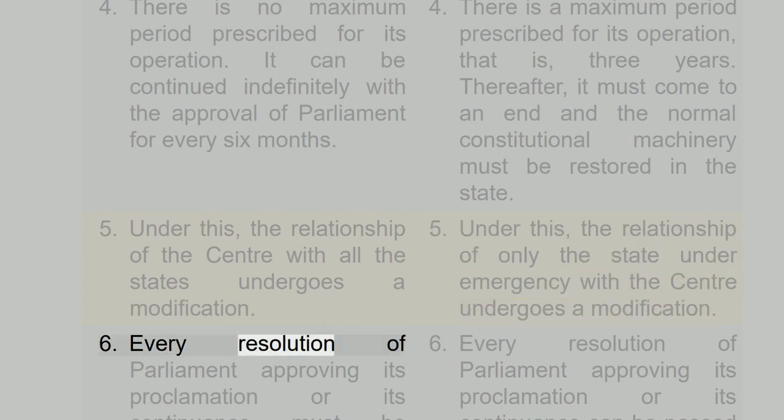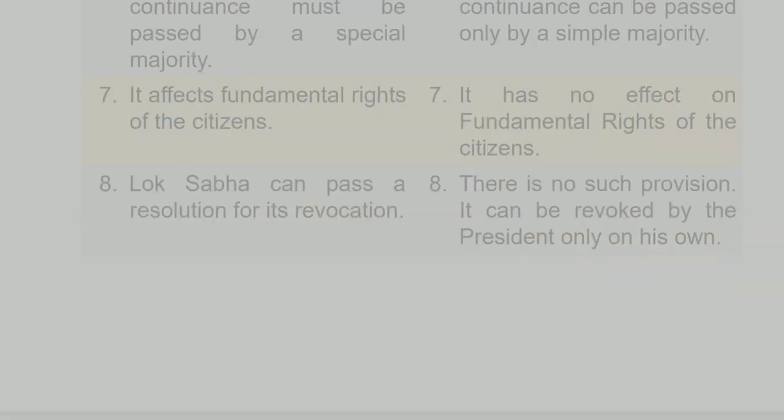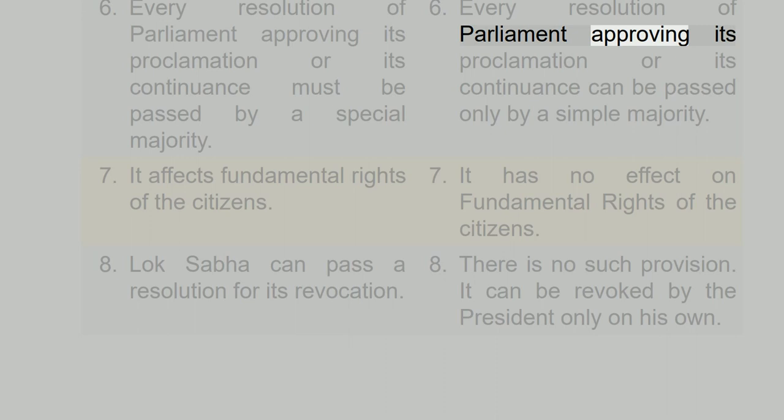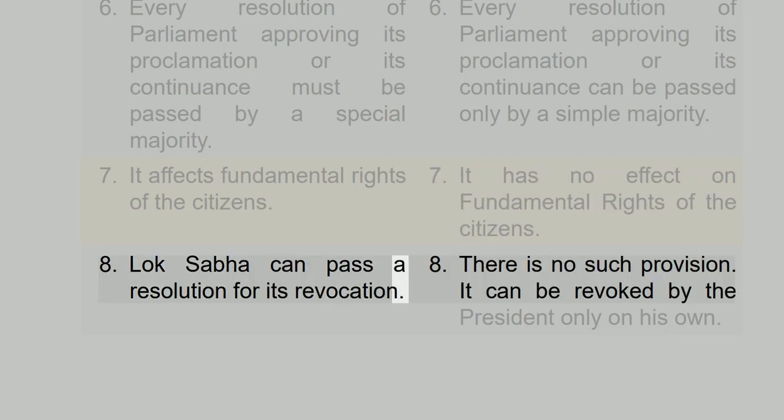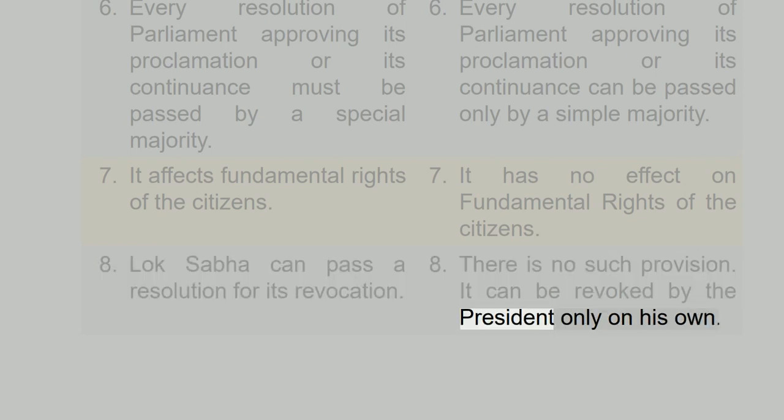6. Every resolution of parliament approving its proclamation or its continuance must be passed by a special majority. 6. Every resolution of parliament approving its proclamation or its continuance can be passed only by a simple majority. 7. It affects fundamental rights of the citizens. 7. It has no effect on fundamental rights of the citizens. 8. Lok Sabha can pass a resolution for its revocation. 8. There is no such provision. It can be revoked by the president only on his own.